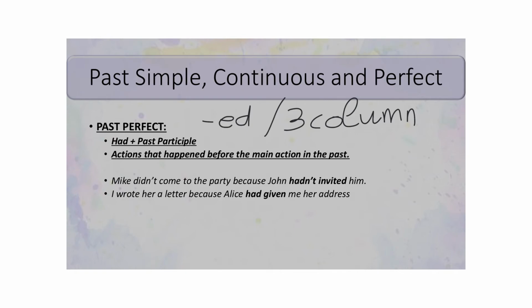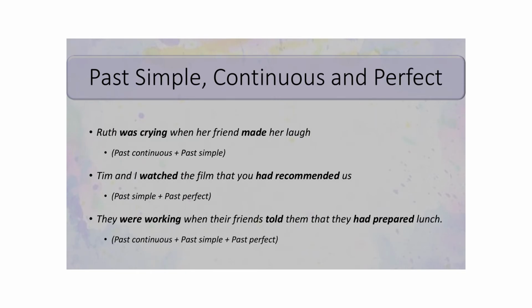So, what happened first? Alice had given me her address. If I don't have the address, I can't write the letter. So first, Alice gave me the address and then I wrote the letter. To talk about the older action, we use the past perfect, and to talk about the most recent action, we use the past simple. Now, I have written a few examples with all these tenses for you to see the difference.